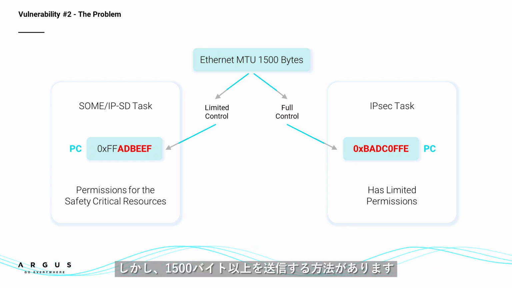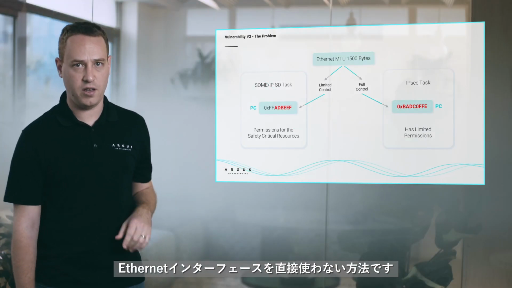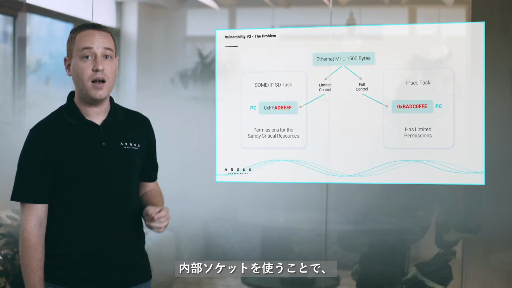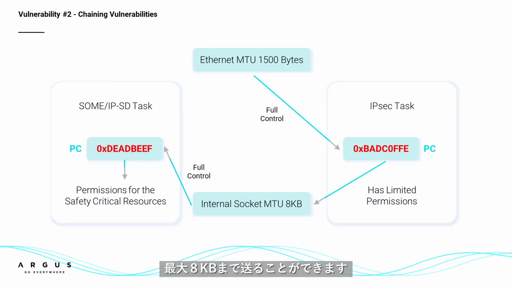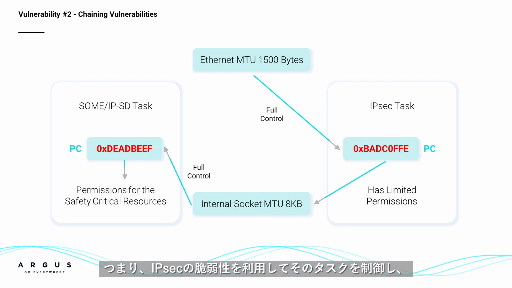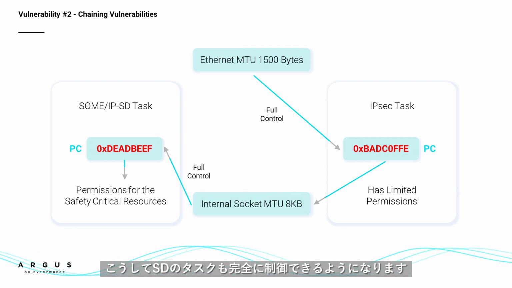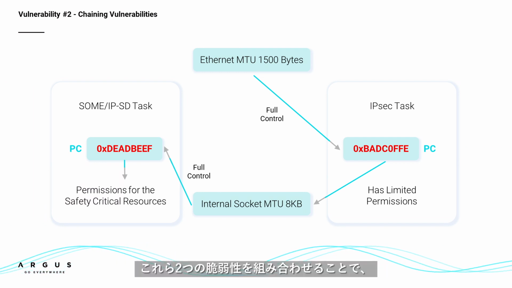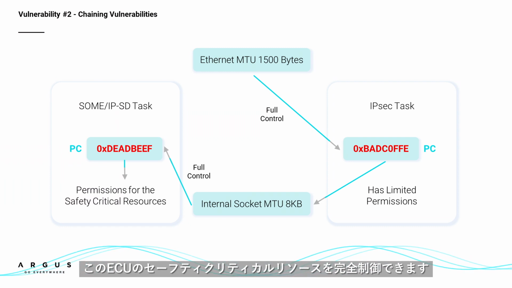But there is a way to send more than 1500 bytes per frame, just not directly over the Ethernet interface. By using an internal socket, we can send up to 8 kilobytes of data. So, by using the IPsec task vulnerability to control its task, we can send a frame using an internal socket between the tasks, leading to full control over the SD task as well. By using the union of these 2 limited vulnerabilities, we can gain full control over the safety critical resources of this ECU.